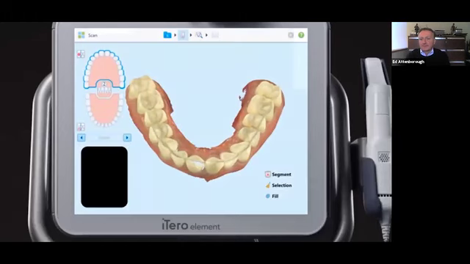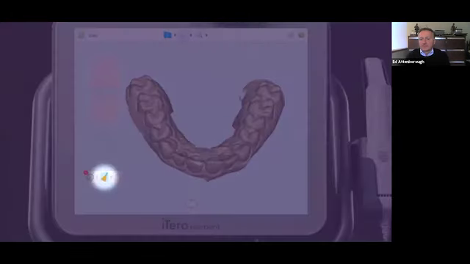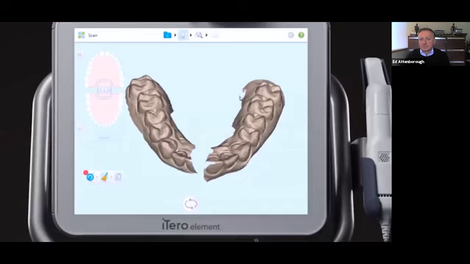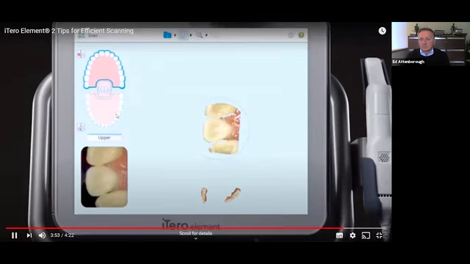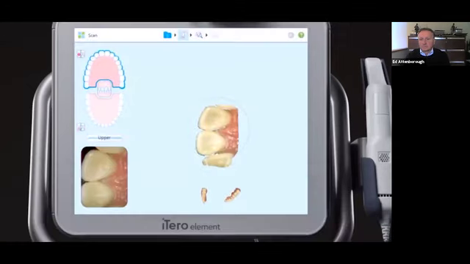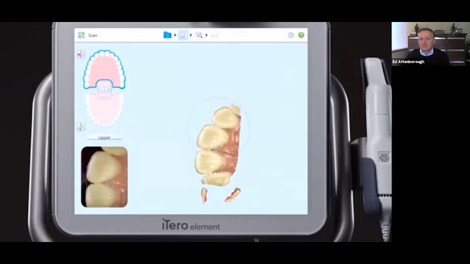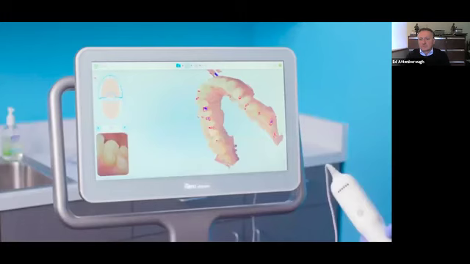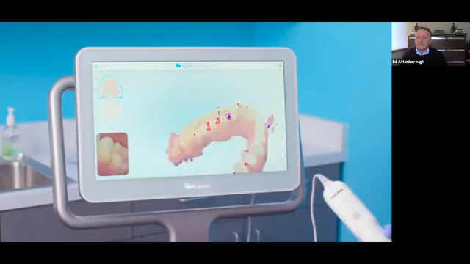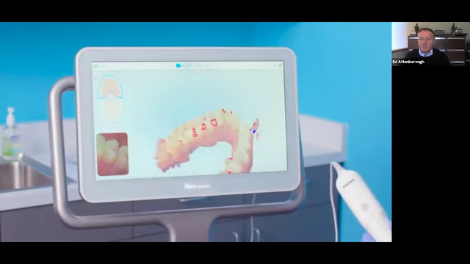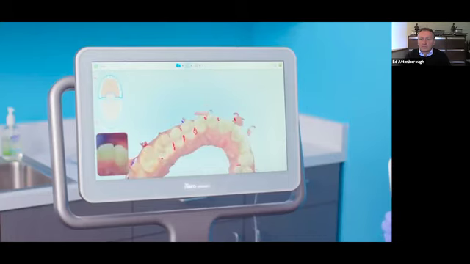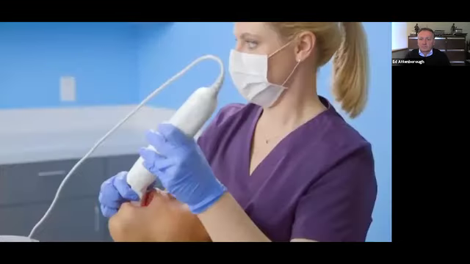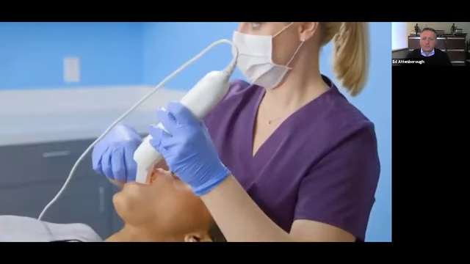I use the broom tool to remove any unwanted structures from the digital model. I use the fill tool to fill persistent areas of missing anatomy. I always have fun when I'm scanning. No more goopy impressions.